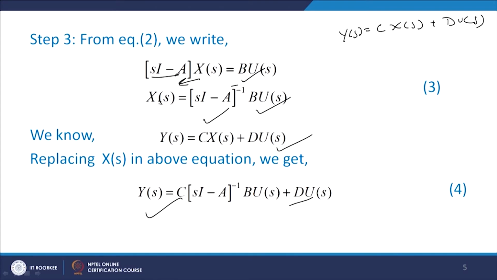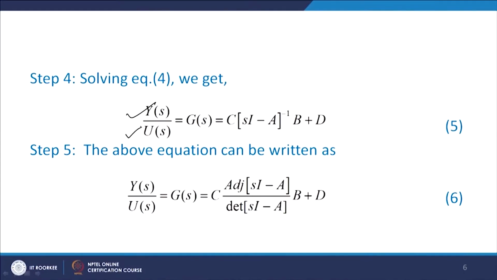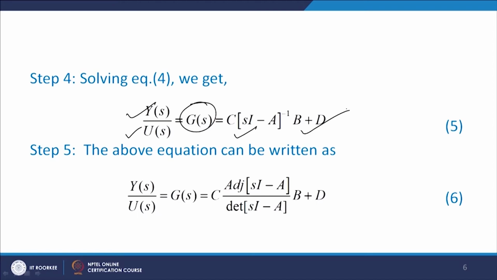Now U(s) and U(s) we take in common, and after solving, what we have got? We have got Y(s) divided by U(s) equal to G(s). This is our transfer function model, equal to C(sI - A) inverse B plus D. So, this is the G(s) we have obtained for x dot equal to Ax plus Bu, y equal to Cx plus Du.